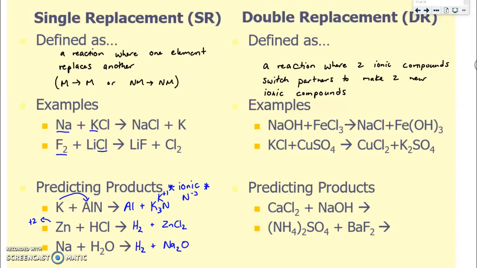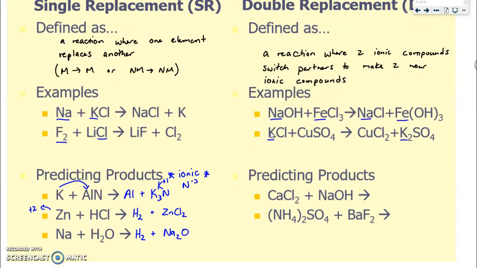So as you can see in the example, Na was paired with OH, but on the product side, Na is now paired with Cl. And Fe was paired with Cl initially, and now our Fe is with the OH. The same thing is true for the second example. It was KCl, now it's K with SO4, and then copper switched as well. When we predict the products for these, again, just like everything else, we assume things are ionic.